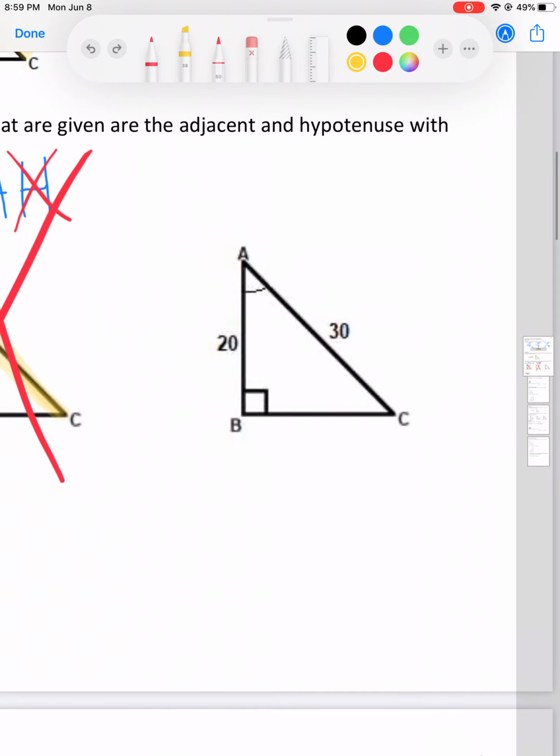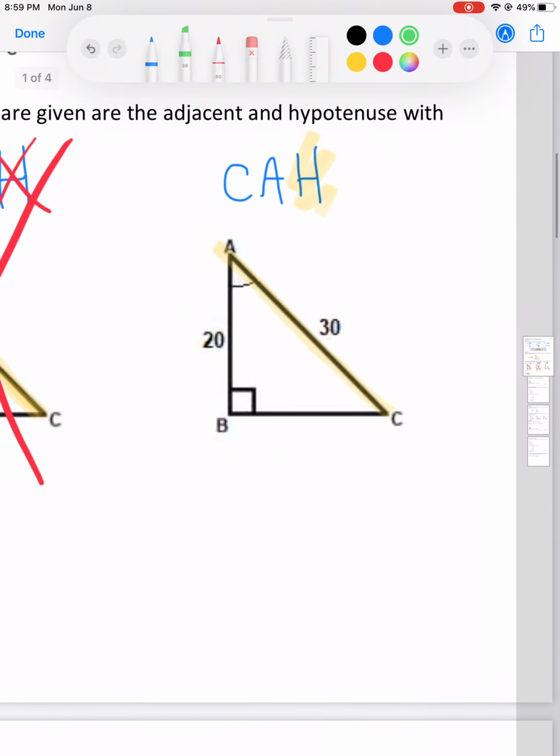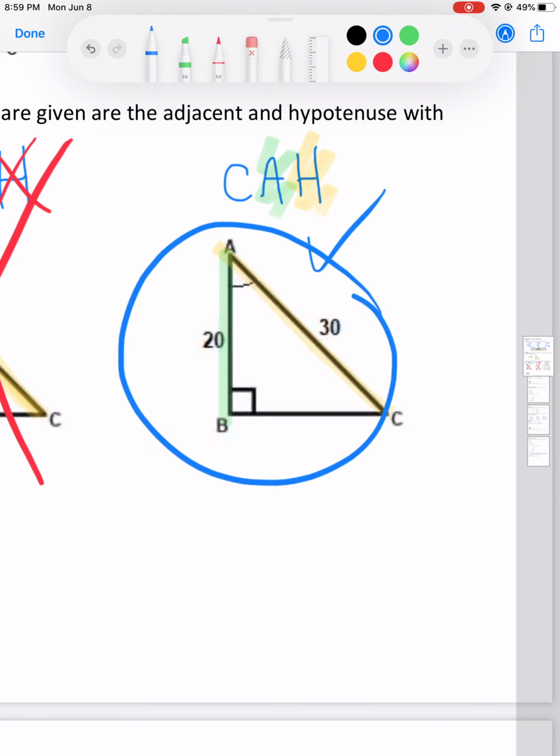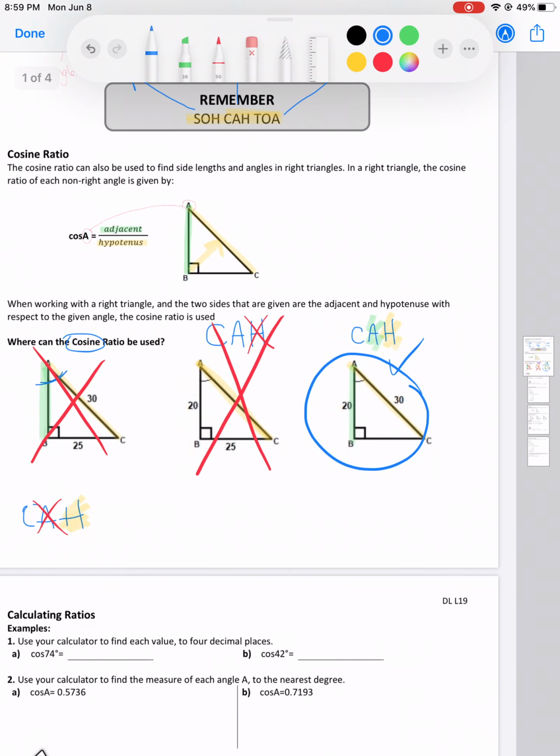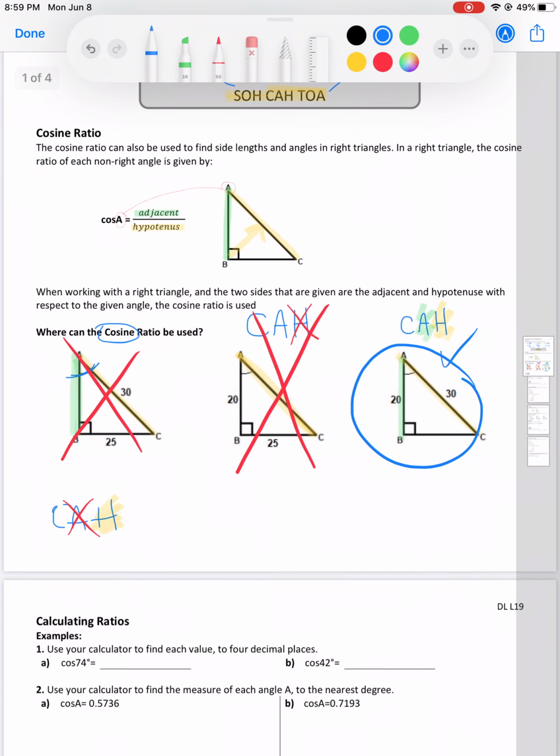Okay, so can I use my CAH? Here's my hypotenuse. That's what I need. Sorry, guys. Here's my green. There it is. Oh, I can use both of them. Perfect. So I can use cos to solve for this. Okay? So it depends on what we have.